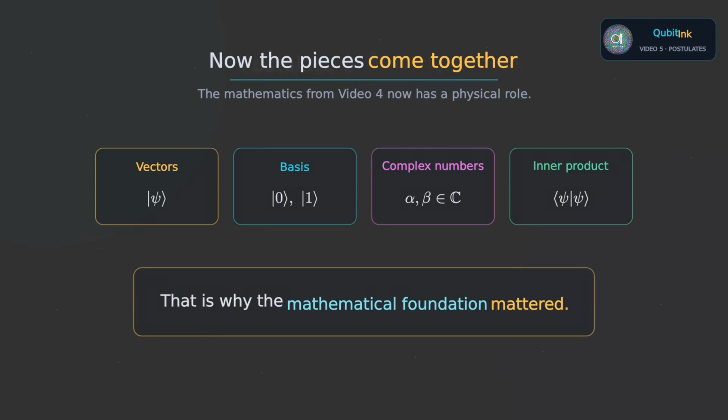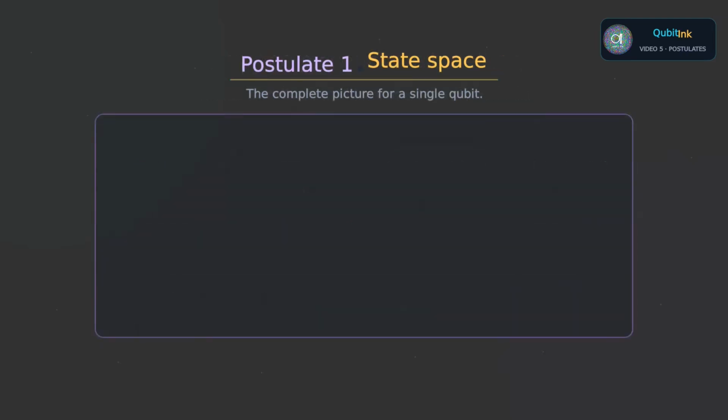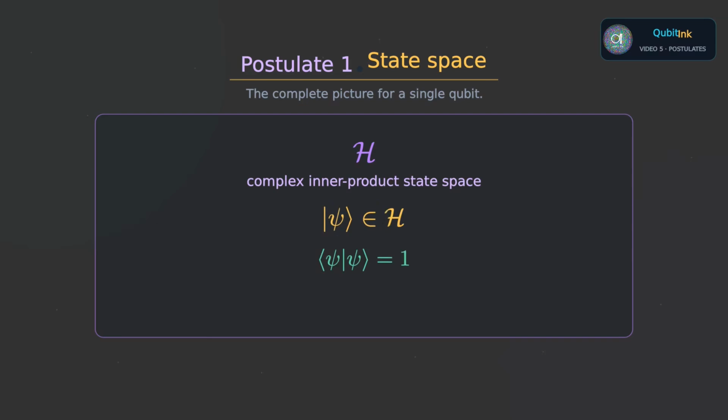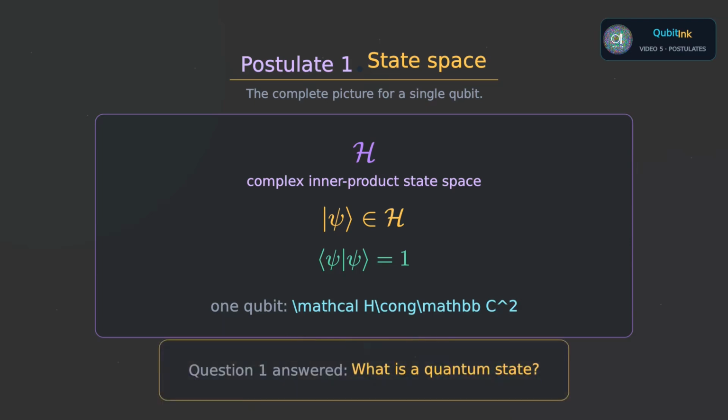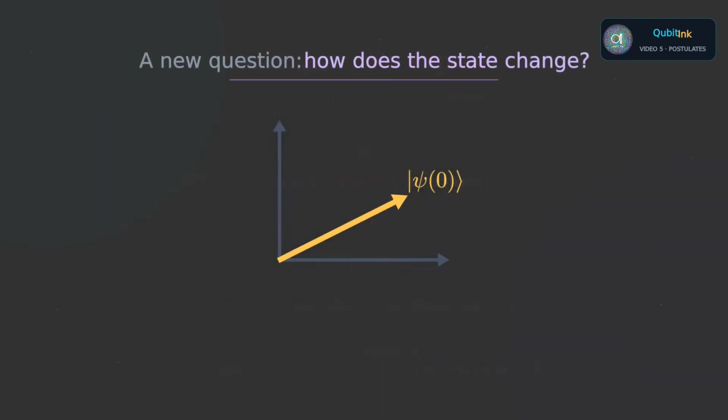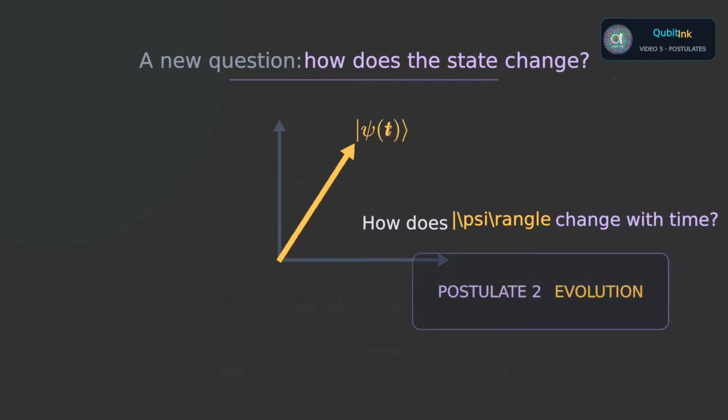So the first postulate gives us a remarkably compact picture. An isolated quantum system is associated with a complex inner product state space. Its physical state is represented by a normalized vector in that space. For one qubit, the space is two-dimensional. We choose the 0 and 1 states as a convenient computational basis, and every qubit state is a superposition of those basis states with complex amplitudes satisfying the normalization condition. That answers our first question, what is a quantum state? But now a new question appears naturally. Once we have a state vector, how does it change with time? And that takes us directly to postulate 2, evolution.